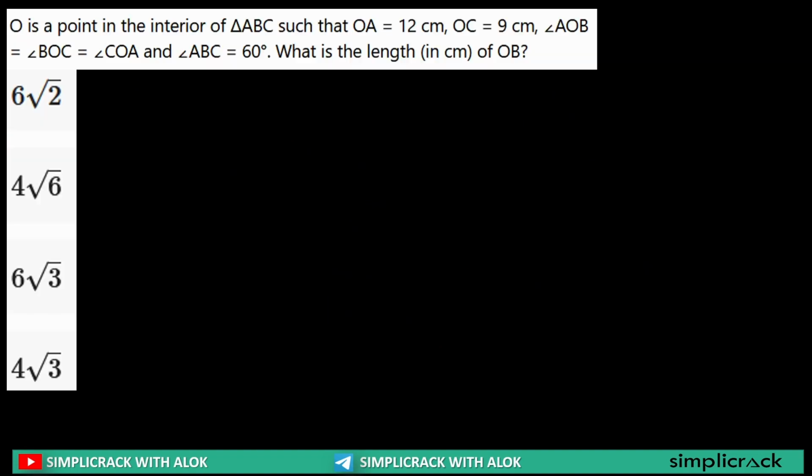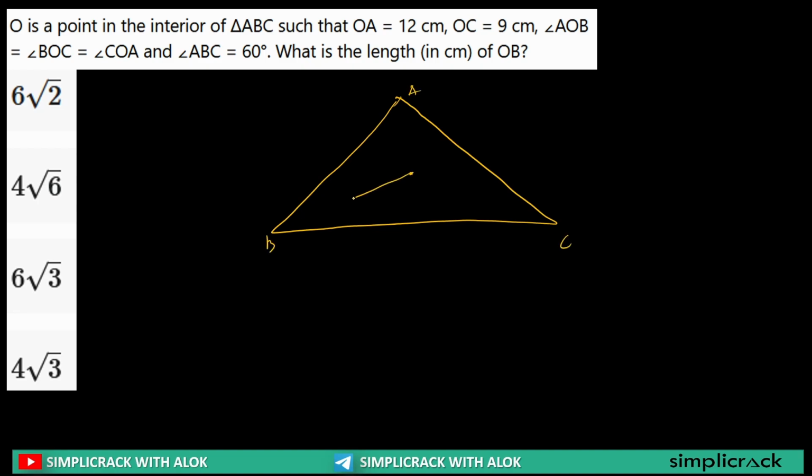O is a point in the interior of triangle ABC such that OA is equal to 12 centimeter. OC is 9 centimeter. Angles AOB, BOC, COA are equal. So let's draw a triangle first. So this is a triangle, that is A, B, C. O is a point such that angle BOC is equal to angle AOC is equal to angle COA is equal to angle AOB. That means each angle is equal. So it will be 120 degree. This will be 120 degree and this will be 120 degree.